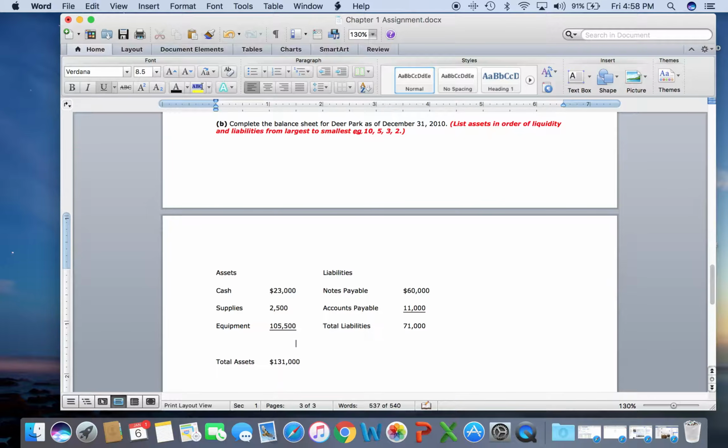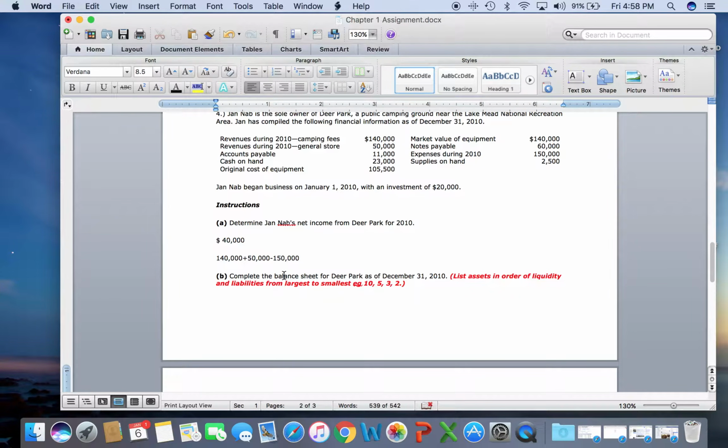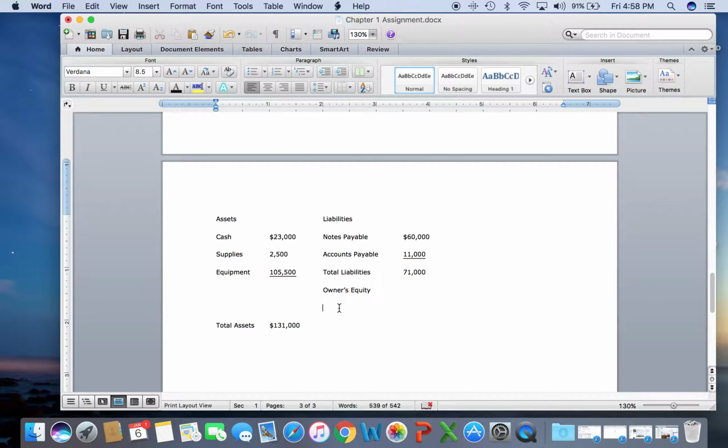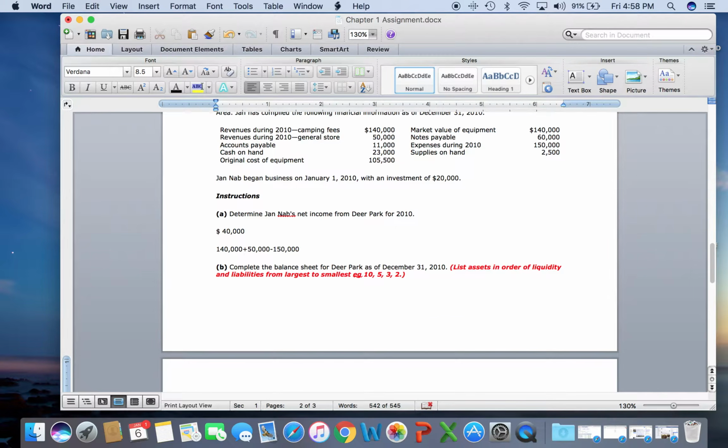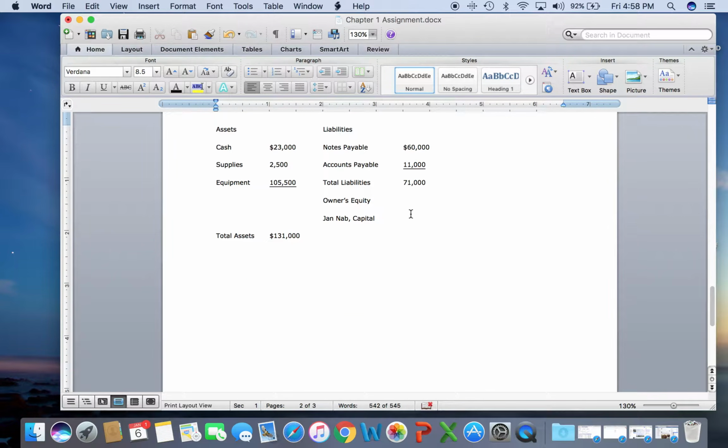All right. The next section we have is our owner's equity. Now, owner's equity would be the owner's capital. So that'll be Jan Knapp, Capital. That's the owner's name. Now let's take a look here. How much capital do they have? Well, they started off, they said they invested $20,000 cash in the business. So that's $20,000 of capital. Except, don't forget though, they made a $40,000 profit. So net income is profit, add them together. So that'll be the 20,000 plus the 40,000, that'll be 60,000.